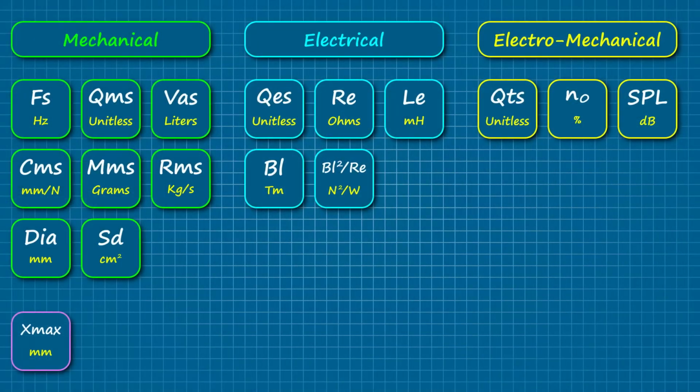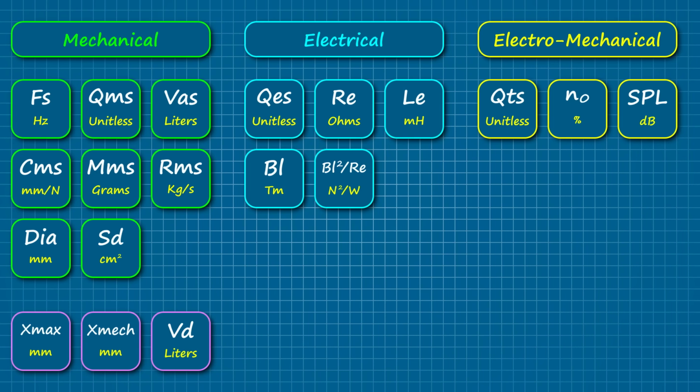I do have a few honorable mentions, and they are as follows. The Xmax parameter gives us the span of the linear cone travel presented as a one-way measurement from the resting position or peak to peak. The Xmech parameter gives us the cone travel to the physical limits of the mechanical suspension, again either one-way or peak to peak. There's also the VD parameter, which gives us the linear piston displacement volume as a product of the cone area and the Xmax. All three of these fall under the mechanical category, however they are also referred to as large signal parameters, used in high-energy dynamics simulations to map thermal compression, cone breakup modes, and other non-harmonic effects.